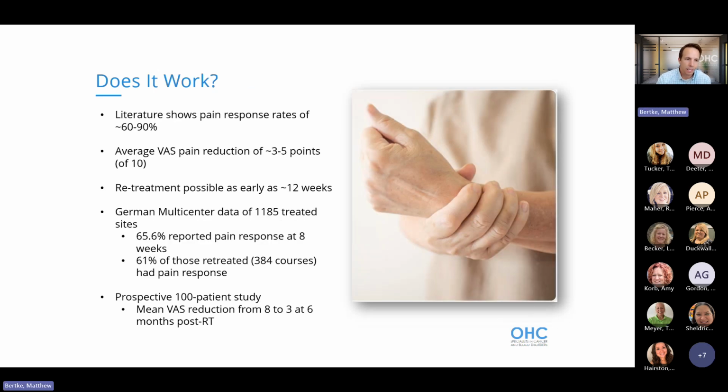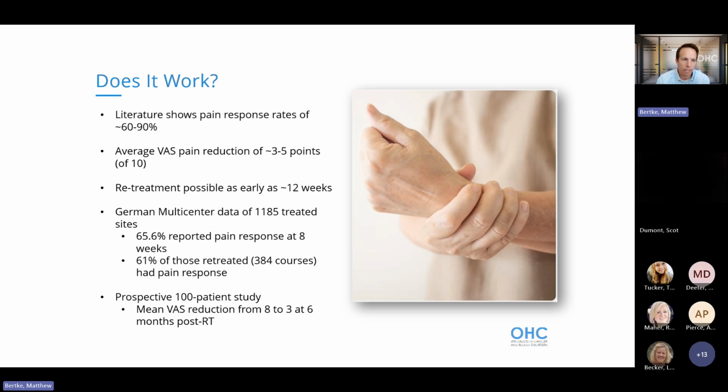So the first question, obviously, is does it work? The literature says definitely yes. Pain response rates are on the order of 60 to 90%. We usually quote patients around 70 or 75%, and that's about the response rate we've seen in our clinic. It's quite effective. We usually measure pain on a 10-point scale, and the average reduction in pain is around 3 to 5 points. We can retreat patients as early as 12 weeks later, because just like joint injections, these treatments are not permanent.